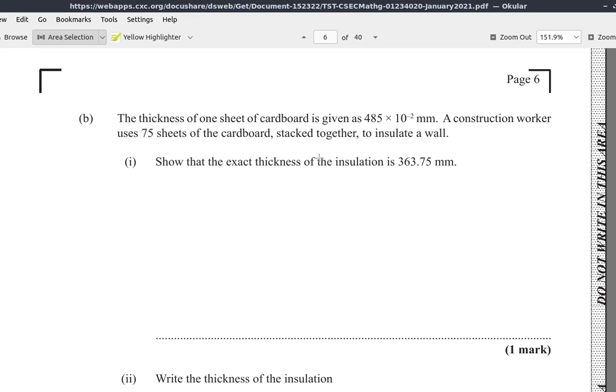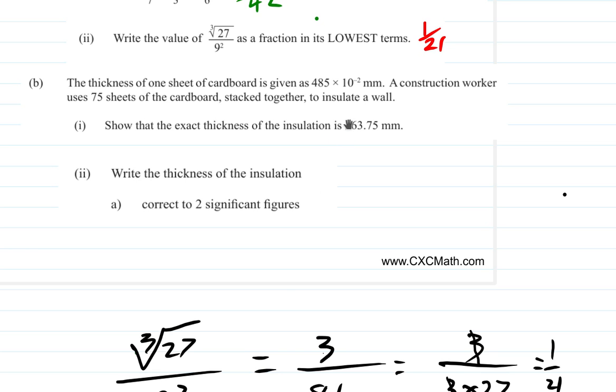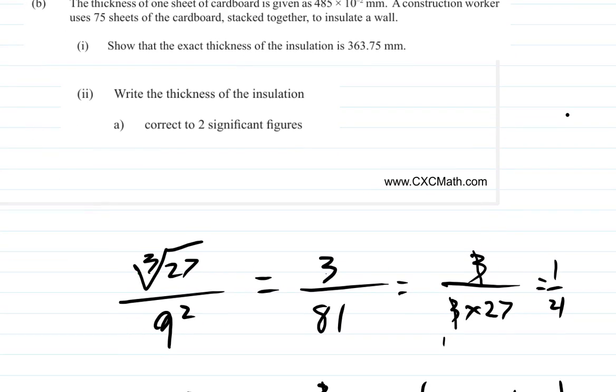A construction worker uses 75 sheets of cardboard stacked together to insulate a wall. That means to cover the wall to prevent heat from escaping or from coming in. Alright? Part 1: show that the exact thickness of the insulation is 363.75. Alright. Let's look at it over here now.